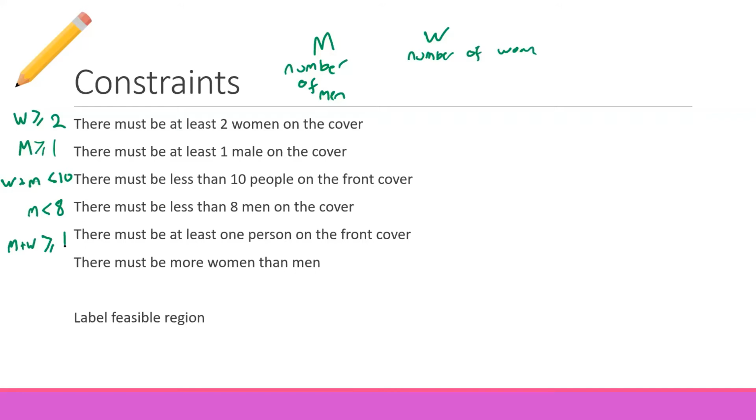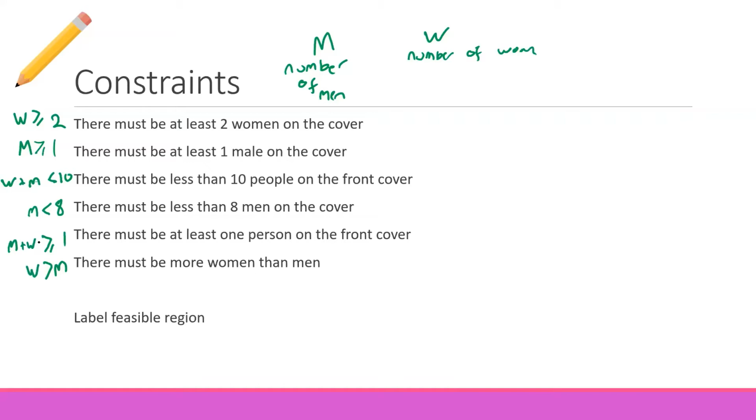But there's one more condition at the bottom. There must be more women than men. How do I write that one? Women is greater than men. So W, the number of women, is greater than the number of men in this situation.